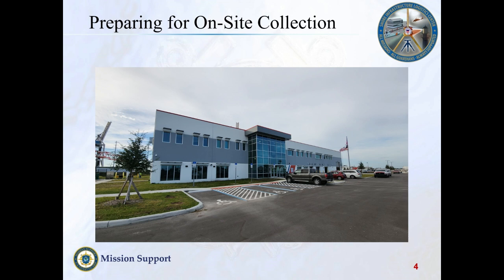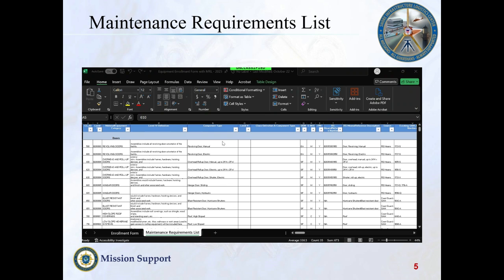The best practice for anyone who may be new to this or unfamiliar with the different types of equipment is to review the maintenance requirements list, which is tab 2 on the equipment enrollment form, and make notes of the equipment that you'll likely encounter. Identify the various facility areas and types of equipment to be enrolled. The facility type will dictate the number and types of facility equipment to be enrolled.